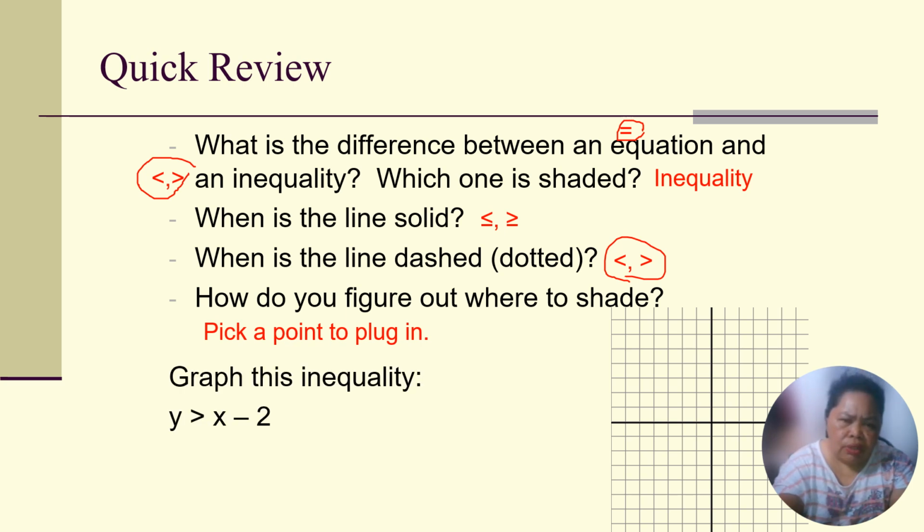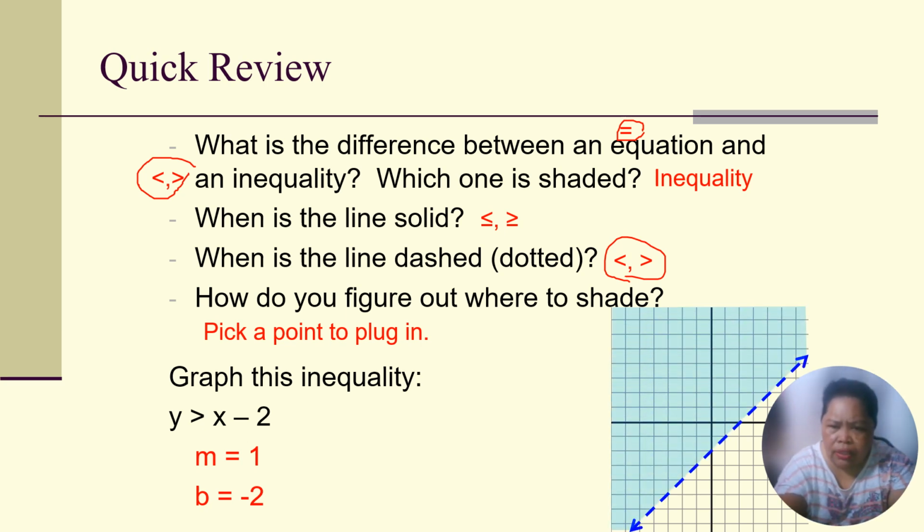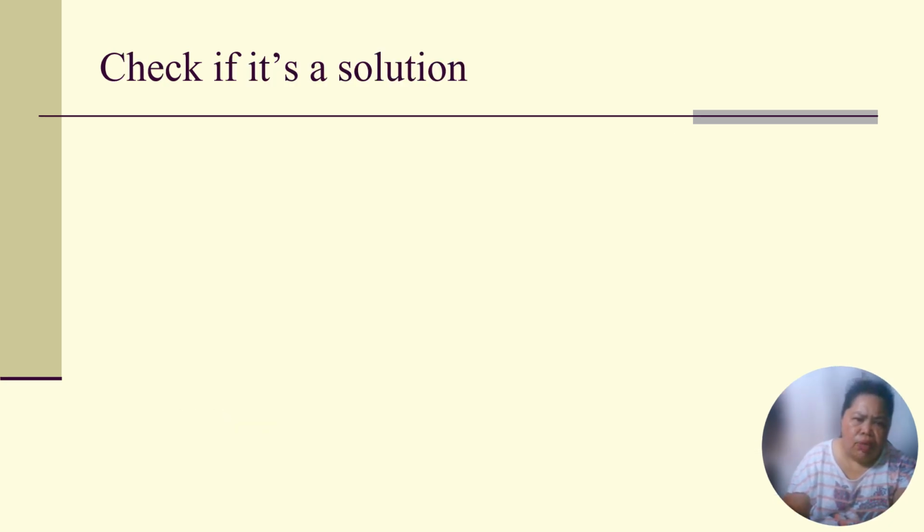And let's graph this inequality. As an example, we have our slope is 1 and our y-intercept is negative 2. By graphing this, we obtain this. Okay, so always remember to shade if you have this one. Okay, next, let's move on.